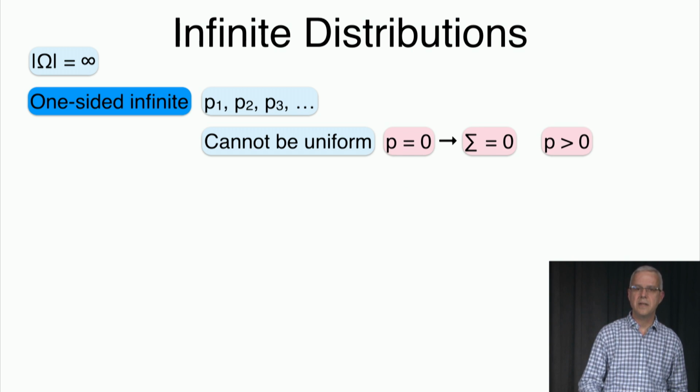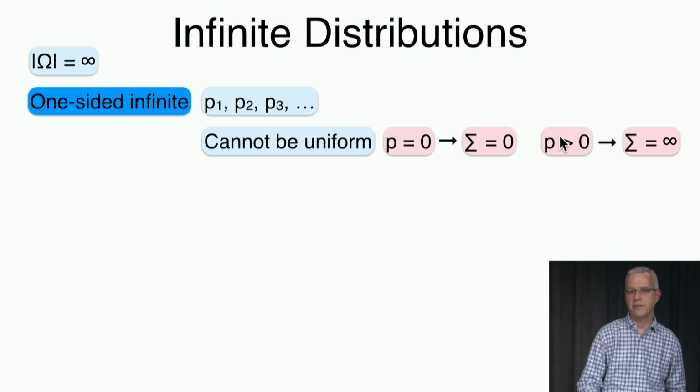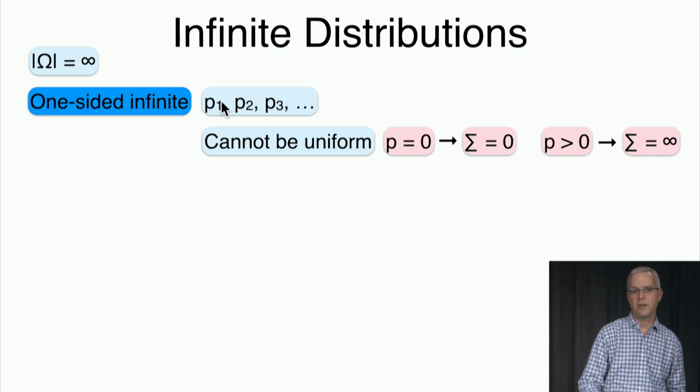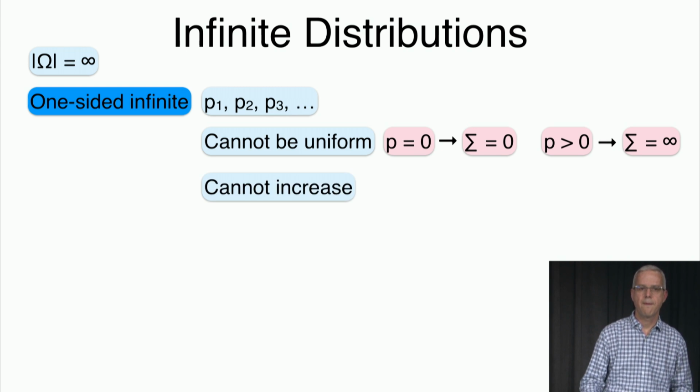And if P is bigger than 0, if you have a uniform distribution over infinitely many elements, and each of them, because it's uniform, has the same value, which we're calling P, and this P is now positive, then the summation is going to be infinite, because you have infinity times some positive number. Again, it's not going to be equal to 1. So you cannot have a uniform distribution over infinitely many values. You can have a uniform distribution over a finite number of values, but not over an infinite number of values. All right.